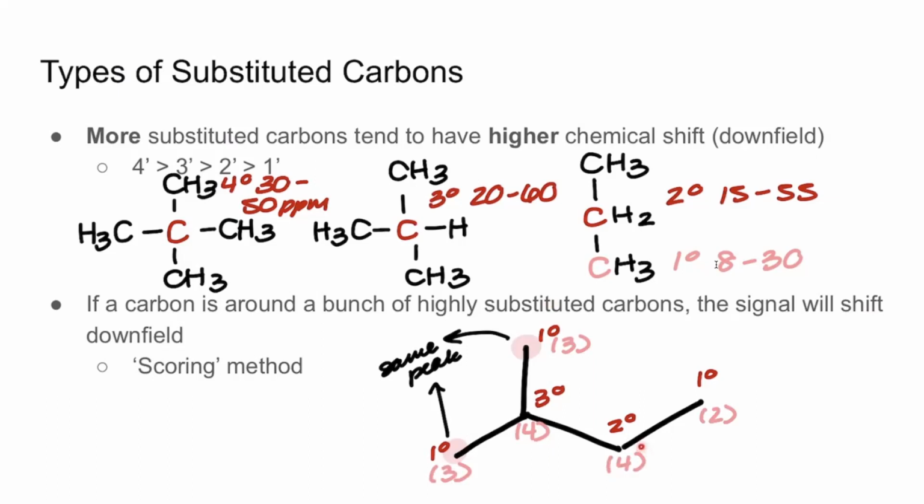Yeah, so you might be wondering, okay, why is this super helpful? Remember here that scoring is really not that helpful in instances where we do have different types of carbons. It doesn't really do much to distinguish between tertiary and secondary carbons.